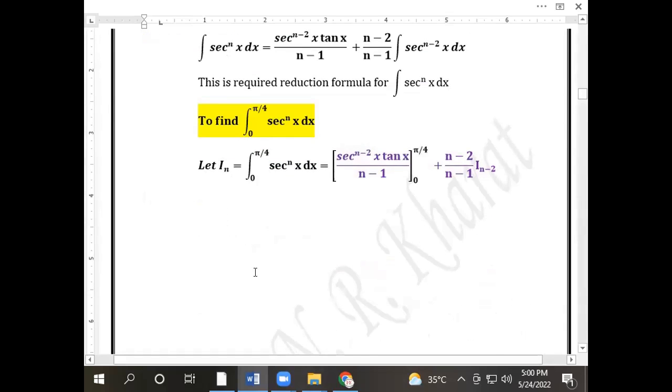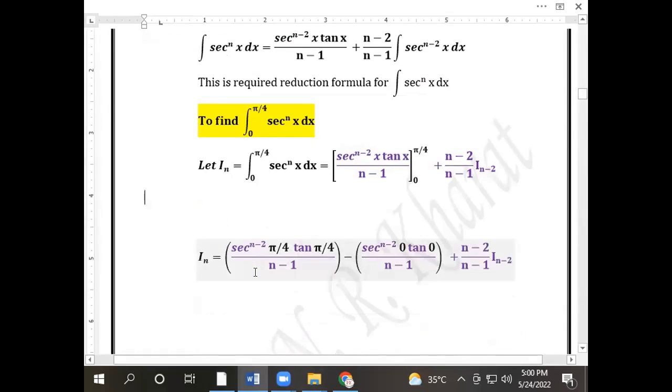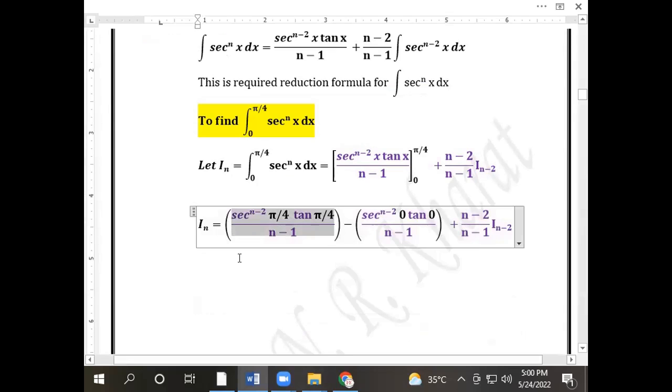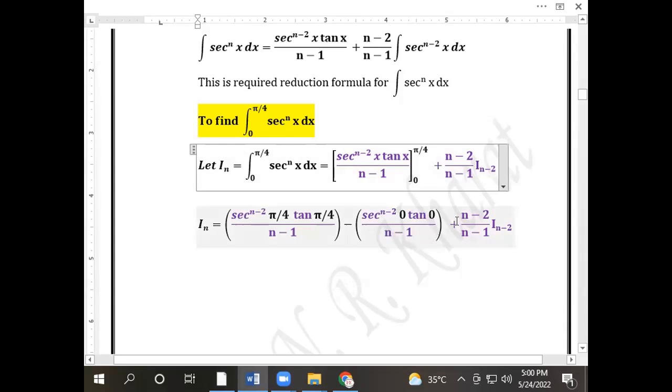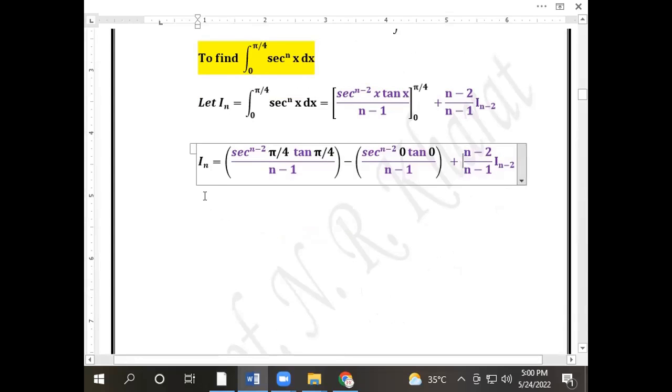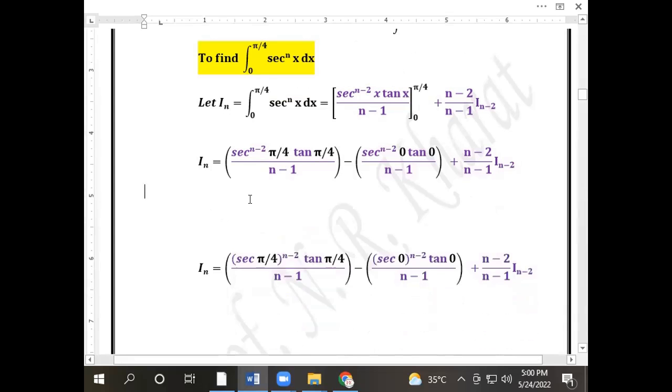Replacing the value, we get In is equal to sec raised to n minus 2 of pi by 4. This is the replacement of your upper limit, minus the replacement of your lower limit, and the last term remains as it is, that is n minus 2 upon n minus 1 of I n minus 2.